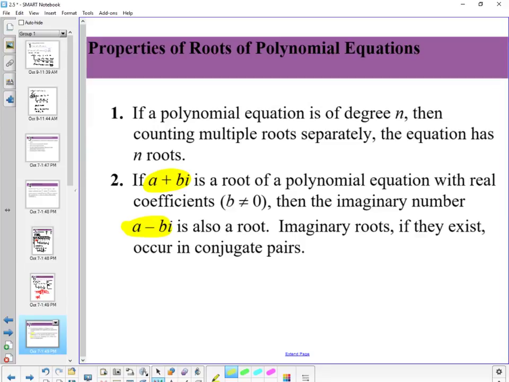That conjugates usually come in pairs. Or sorry, the imaginary usually come in pairs. If you have a positive, then you'll also have a negative version along with it. Okay? Questions on that?